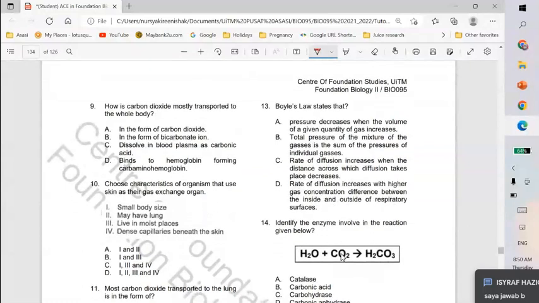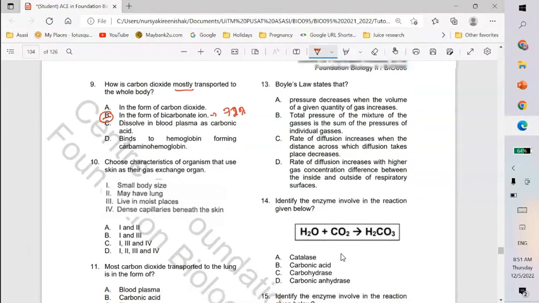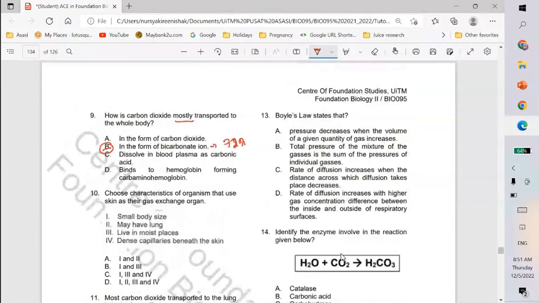Okay. How is carbon dioxide mostly transported in the body? It is in the form of bicarbonate ion. Okay. Berapa persen Ishraf sebab awak type kalau bicarbonate ion? What is the percentage of carbon dioxide in the form of bicarbonate ion? Okay, 72% kalau dalam notes awak lah. Okay, 72% is in the form of bicarbonate ion lah, daripada reaction apa tadi?